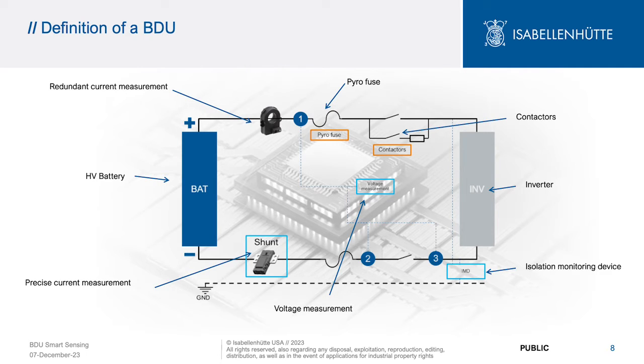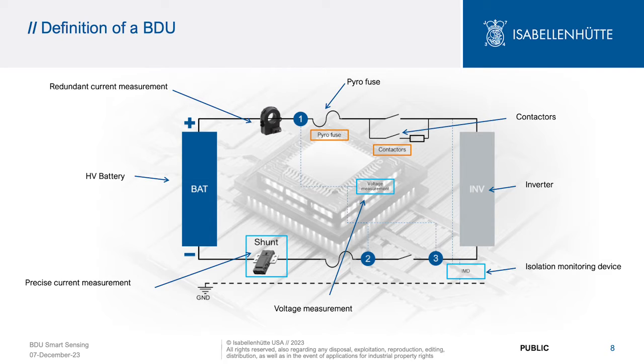The main components found in a BDU are the precise current measurement sensor, which reports to the battery management unit and contributes to the state of charge and state of health calculations, as well as the determination of the battery gauge in the vehicle. There's typically some high voltage measurement units as well to determine the total battery voltage, as well as check on relays, state of relays or state of fuses.